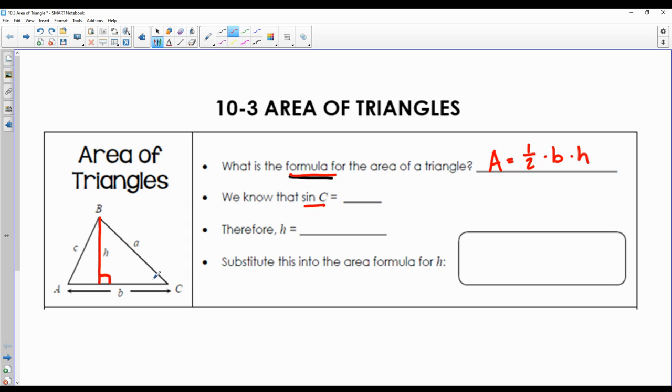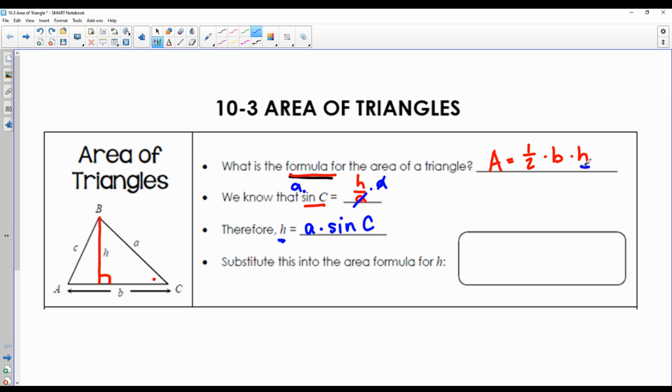What they've done to this triangle is draw the altitude again, and they've made two right triangles. So the sine of C, remember, is opposite over the hypotenuse. So the sine of C is h over a. And therefore, if you solve for h, multiply both sides by a, then a divided by a is just 1. h is equal to a times the sine of C. That's what h is equal to.